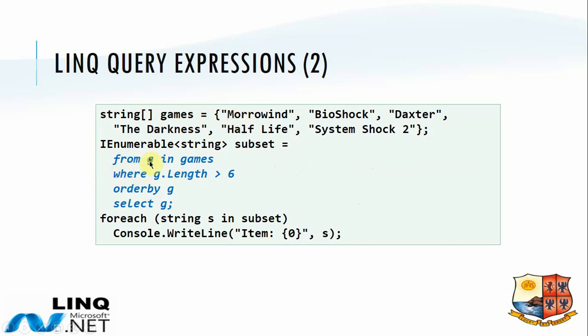From range variable in collection, the condition is where g.Length is greater than 6, order by g. What do you mean by order by here? Ascending or descending? By default, it is ascending. So it will order by ascending and then select g. What will be stored in subset? Subset will be all the games with length greater than 6, sorted in ascending order. This is my collection. I have done some query and took the result into a subset. I extracted some data, and you can print it out and check the values inside. This is a LINQ query expression.